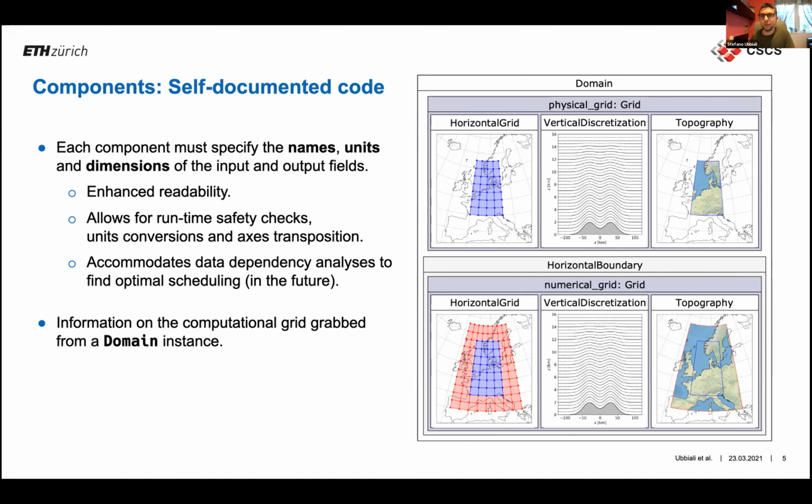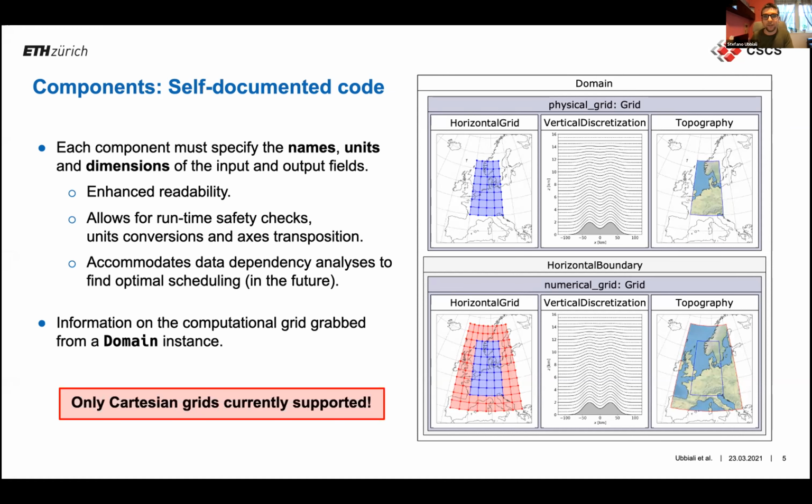So we distinguish between these two kinds of grids because, for instance, when we work with periodic boundary conditions, we typically decorate the domain with some ghost cells in order to impose periodicity in a weak manner. And so the horizontal grid of a physical and numerical grid may differ, as well as the topography, while of course the vertical discretization is not affected. And we stress here that at the moment we only support Cartesian grids or logically Cartesian grids, and support for unstructured meshes will come in the future.